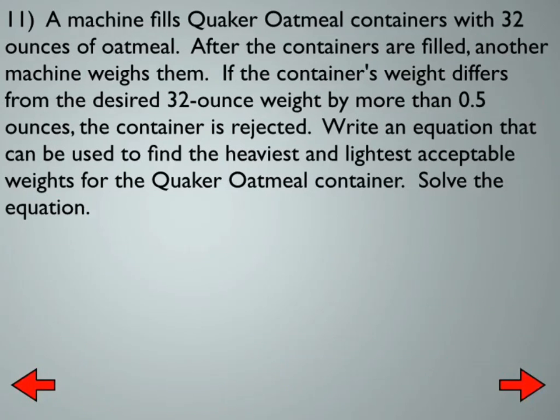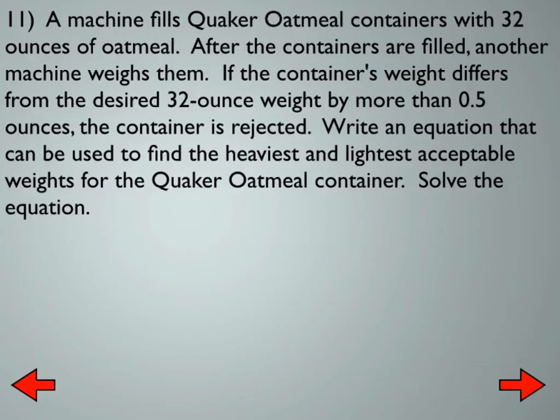All right, so number 11 says a machine fills Quaker oatmeal containers with 32 ounces of oatmeal. After the containers are filled, another machine weighs them. If the container's weight differs from the desired 32-ounce weight, and that was a big hint right there, by more than 0.5 ounces, the container is rejected. Write an equation that can be used to find the heaviest and lightest acceptable weights for the Quaker oatmeal container.